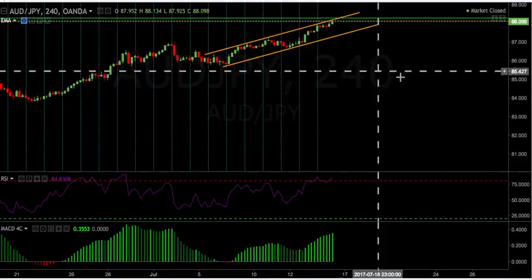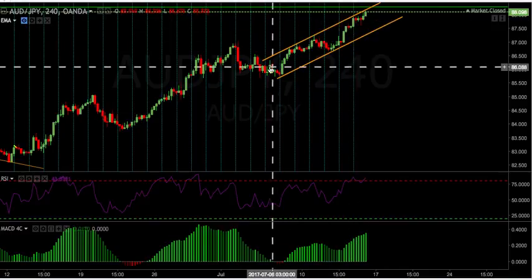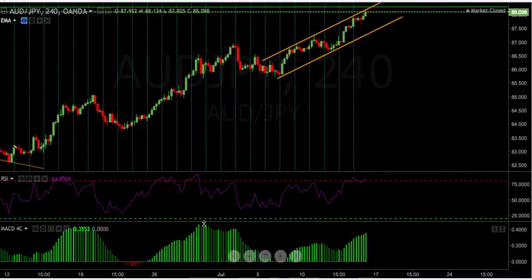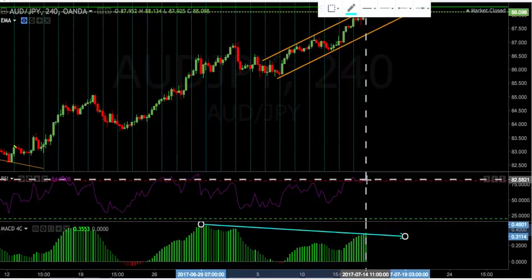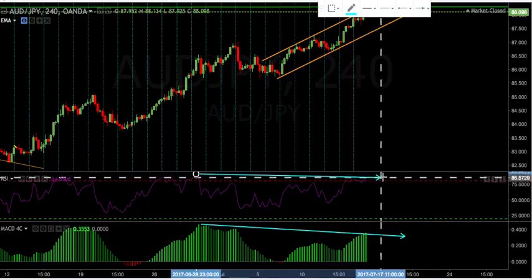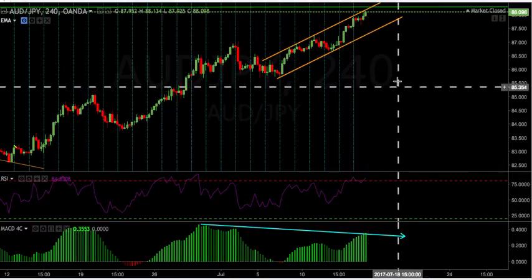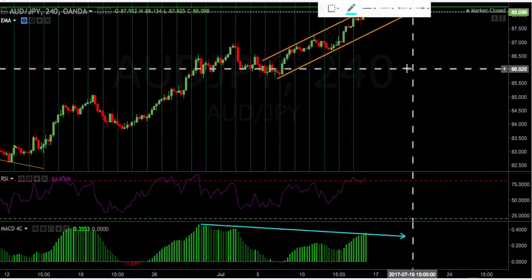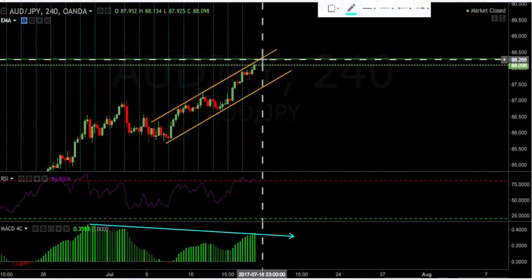On our 4-hour, price is in an ascending channel. So we have 2 tops, 2 bottoms, and another connected top here. We also have MACD divergence. We are over 80 on the RSI, and we have RSI divergence, if you want to call it, but it's still over 80. So we're looking for price to bounce somewhere in this area. If I can move this around, we're looking for a bounce in this area.